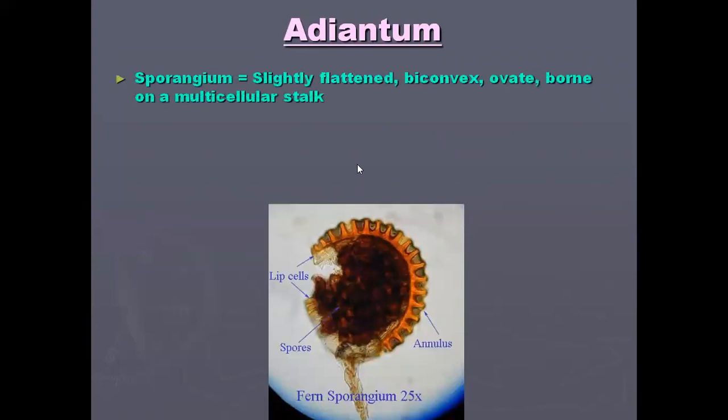The sporangia collect together and they are called the sori. Each sporangium is made up of two types of cell.